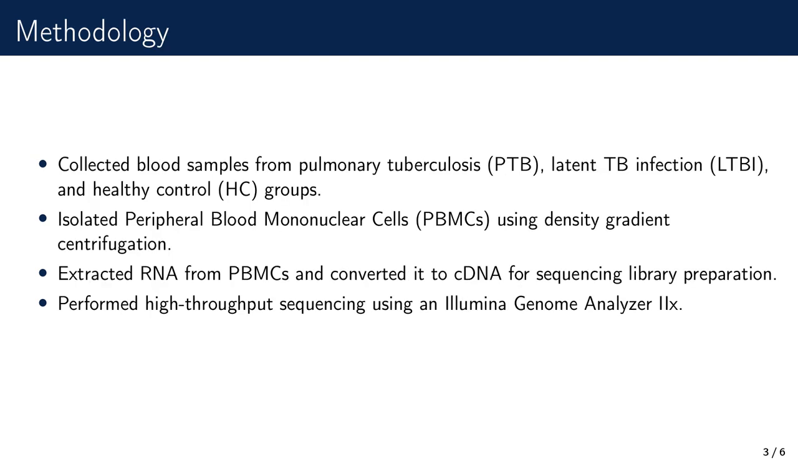To begin, researchers collected blood samples from three groups of volunteers: individuals diagnosed with pulmonary tuberculosis, PTB, those with latent tuberculosis infection, LTBI, and a healthy control group, HC. Peripheral blood mononuclear cells, PBMCs, which are important immune cells, were carefully isolated from these samples using a process called density gradient centrifugation. This method effectively separates the different types of blood cells.